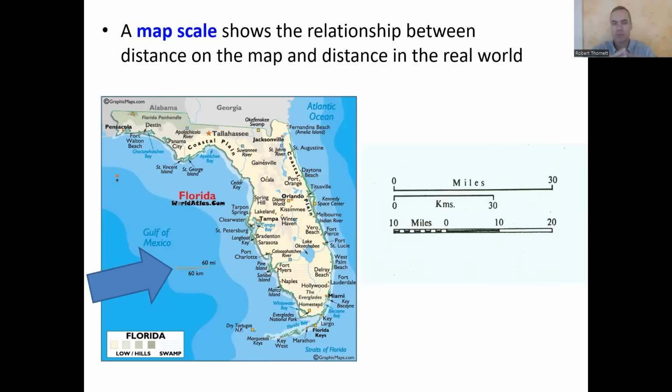The map scale shows the relationship between the distance on the map versus the distance in the real world. So how does the distance on the map relate to the distance in the real world? For example, on this map, that little line is called the bar scale. It's simply telling you that however long that orange line is on the top, that's 60 miles in the real world. So if you take a ruler and measure it, and it's about an inch, then 1 inch on that map is 60 miles in the real world. There's a relationship there, a ratio. So that's what the map scale is designed to show.